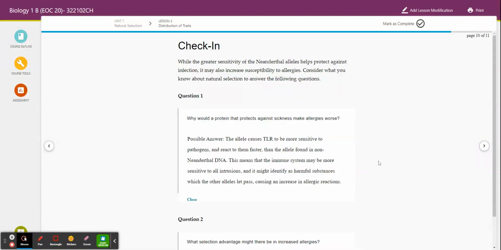A possible answer: the allele causes TLR to be more sensitive to pathogens and react to them faster than the allele found in non-Neanderthal DNA. This means that the immune system may be more sensitive to all intrusions, and it might identify as harmful substances which the other alleles let pass, causing an increase in allergic reactions.